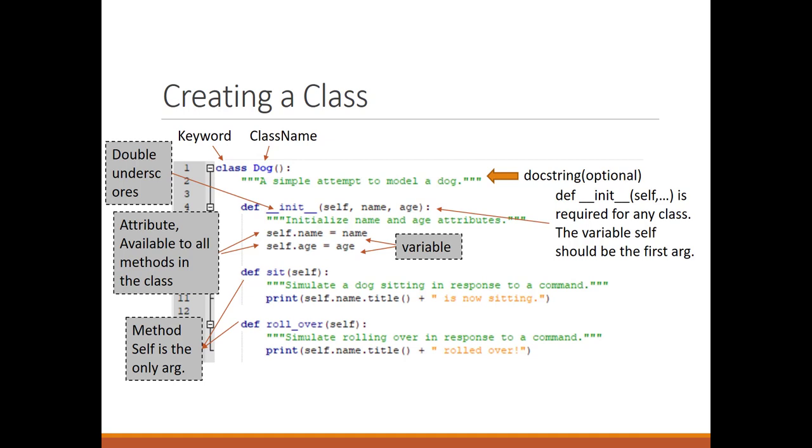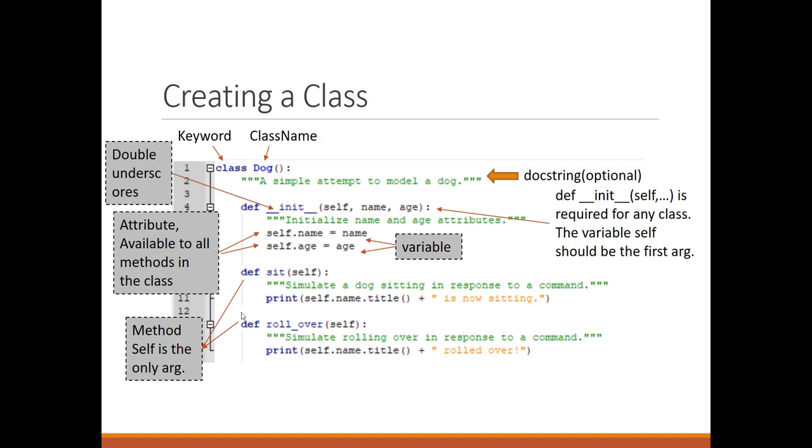For example, in the function sit, you can see the self is the only argument that we have in the function sit. So the sit and the rollover are the two methods or functions that we are creating inside of the class, and we are using the self as an argument that you can see. And then we have a dog string, and then we have a print function.